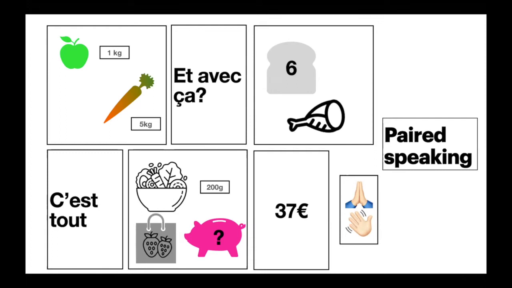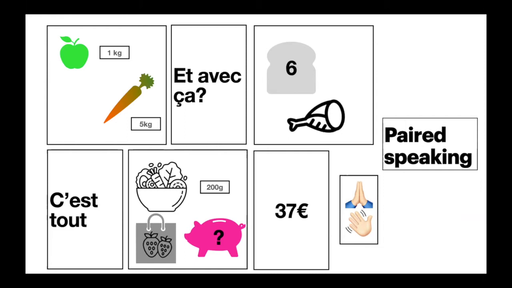Once I made the template, all I needed to do was change the weights and the different things that the students were buying. What I would suggest is that you don't put very many words on here. Obviously, you can't do an icon for this. So this student here is expected to say, je voudrais un kilo de pommes et 5 kilos de carottes. And the second student will then say, et avec ça, and so on and so forth. And they practice their little paired speaking.